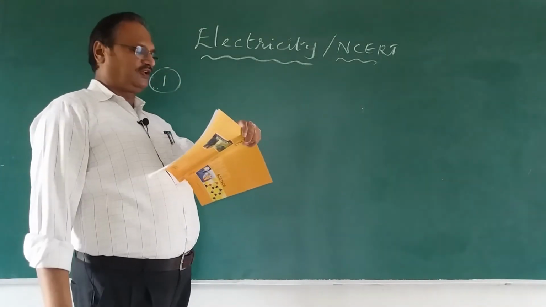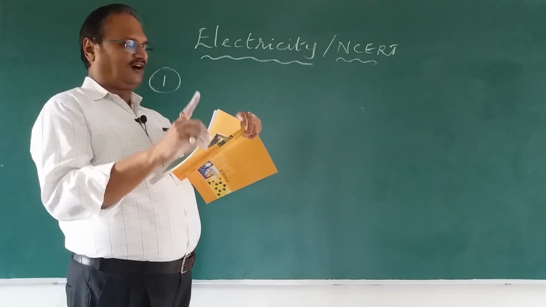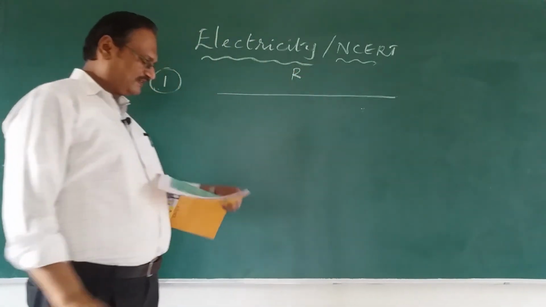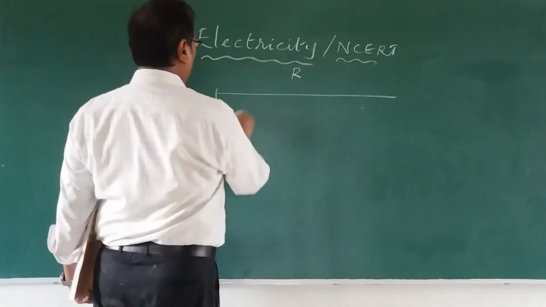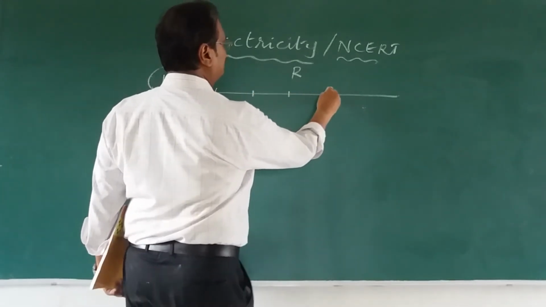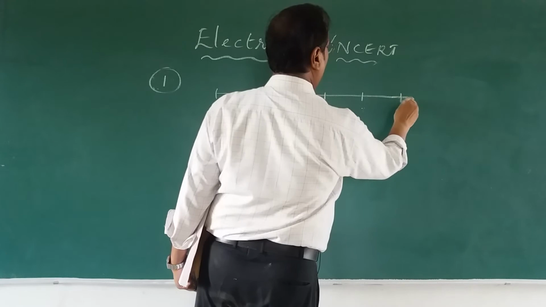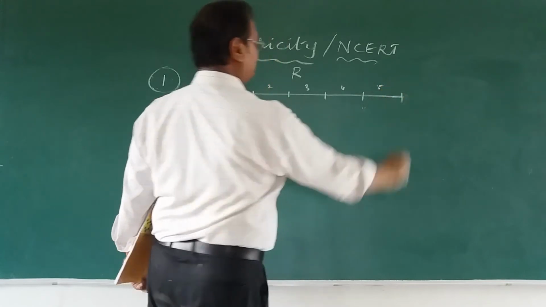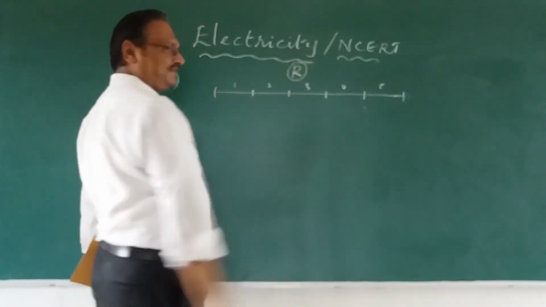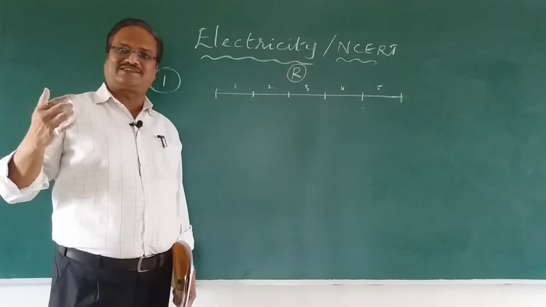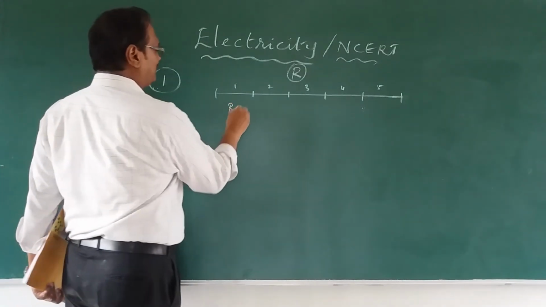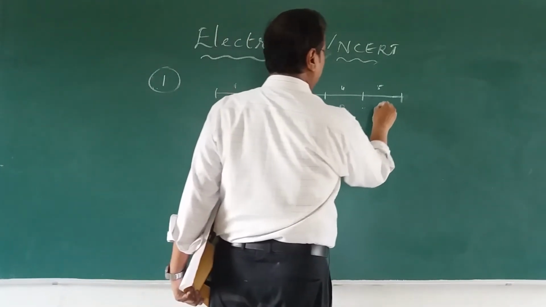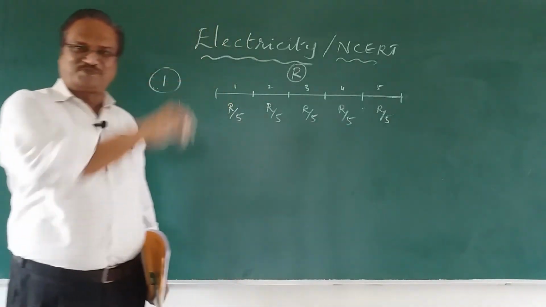Yes, MCQ. A piece of wire of resistance R is cut into 5 equal parts. 1, 2, 3, 4, 5 equal parts. This is first part, second part, third part, fourth part, fifth part. Total resistance is R. You know, resistance is proportional to length. So each one will have R upon 5, R upon 5, R upon 5, R upon 5 and R upon 5. So total resistance will become R.